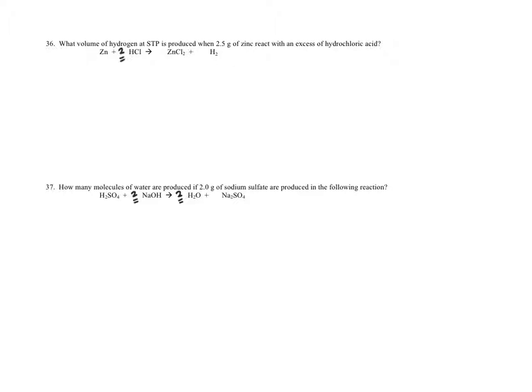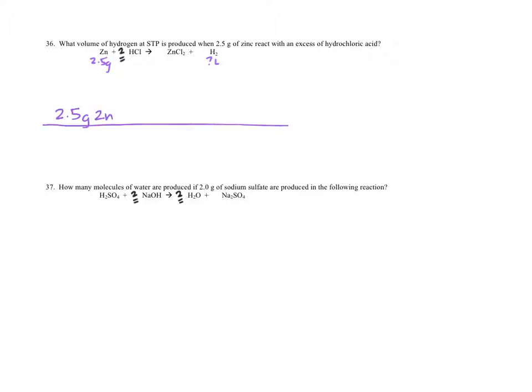Okay? Nice thing that you should start to see is they're all the same. They always have the same pattern. So this says what volume of hydrogen is produced from 2.5 grams of zinc. This excess of hydrochloric acid thing, that's just meant to distract you. We're going to talk about limiting reactants and excess reactants in the next video, but that's just there to distract you right now.